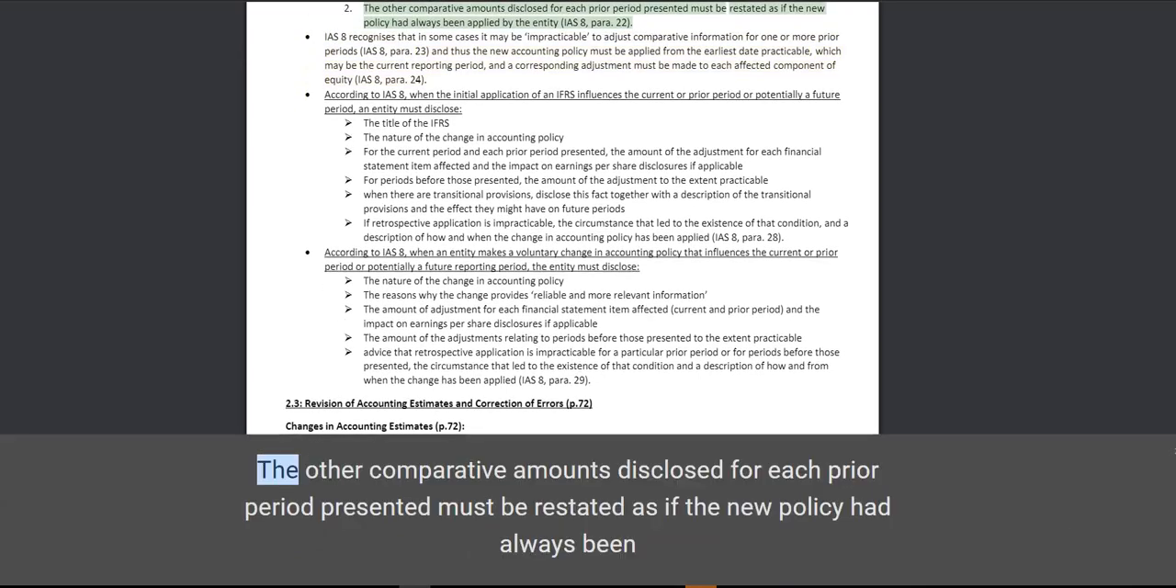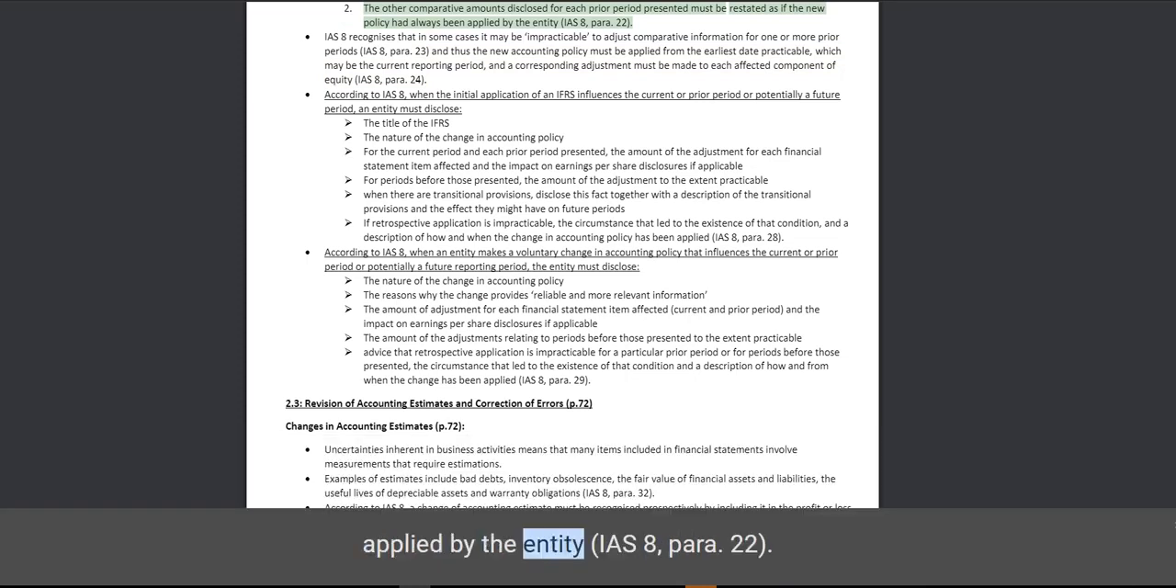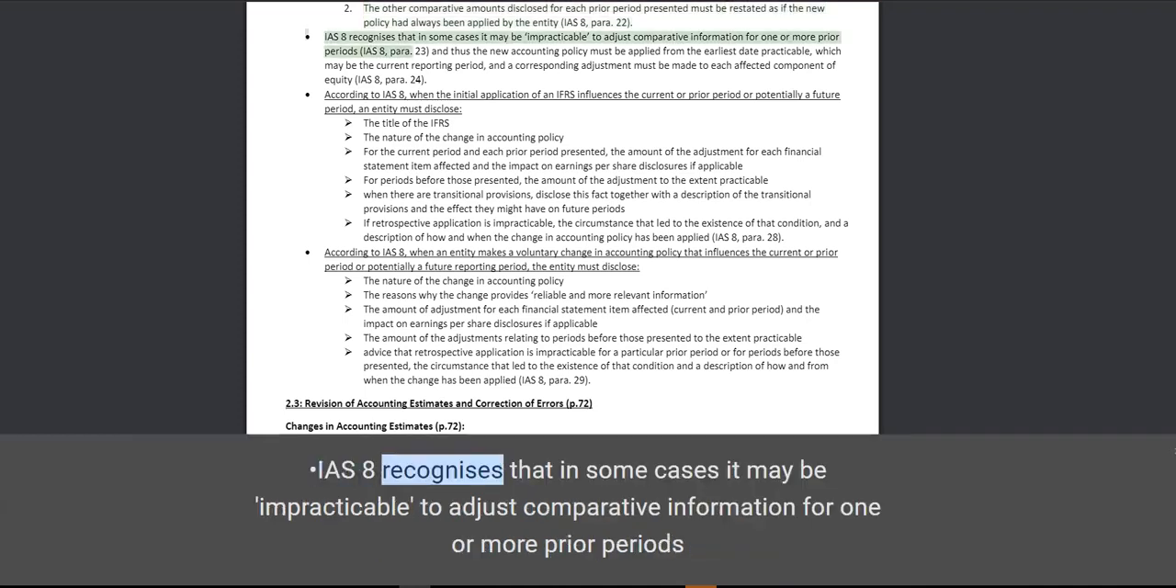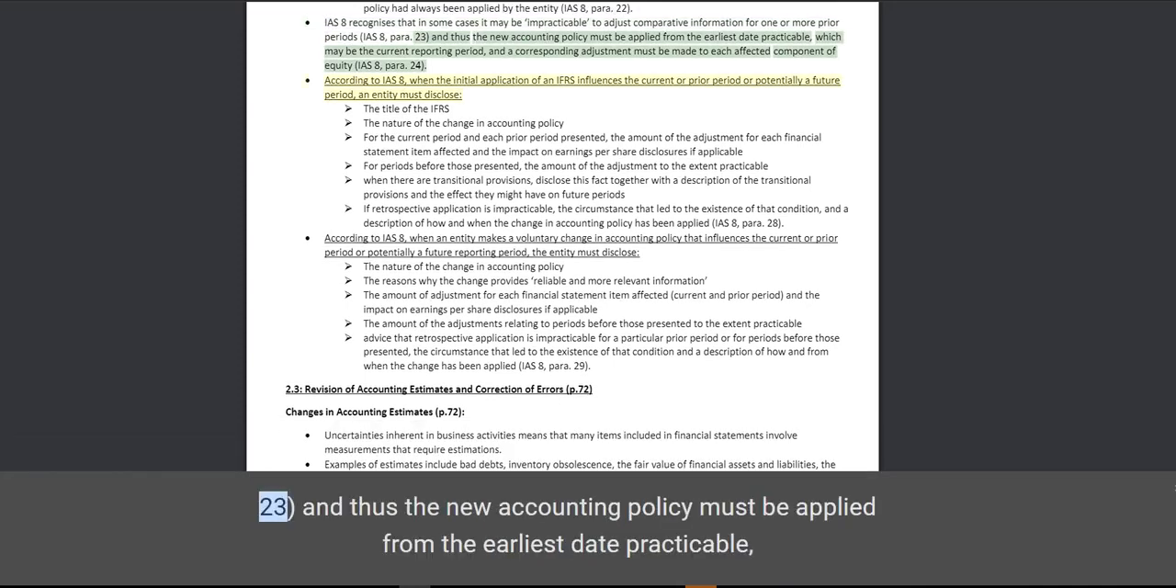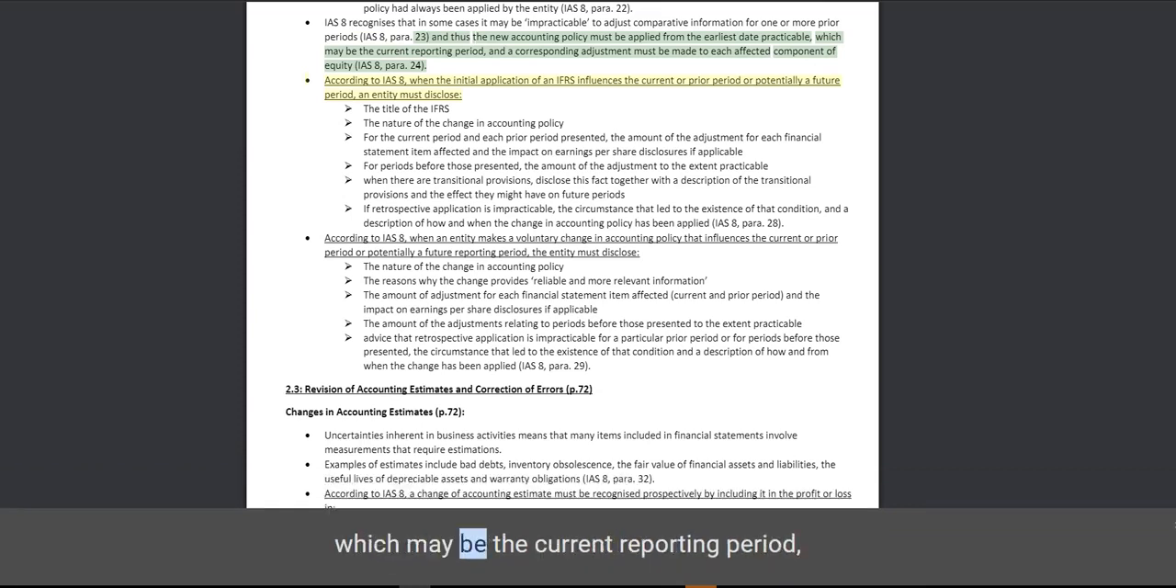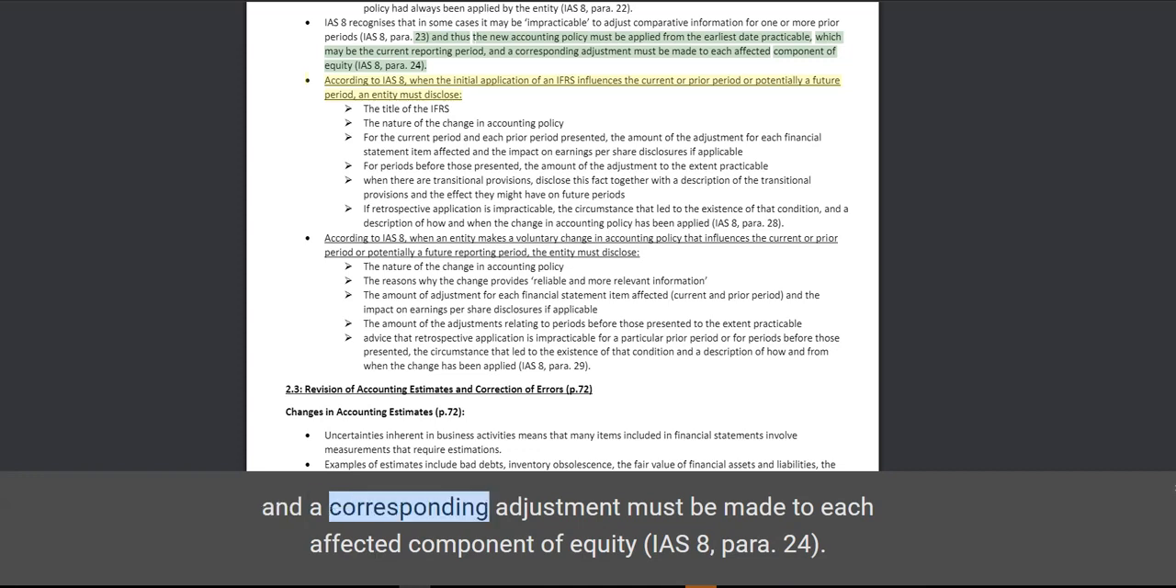2. The other comparative amounts disclosed for each prior period presented must be restated as if the new policy had always been applied by the entity. IAS 8, para. 22. IAS 8 recognizes that in some cases it may be impracticable to adjust comparative information for one or more prior periods. IAS 8, para. 23, and thus the new accounting policy must be applied from the earliest date practicable, which may be the current reporting period, and a corresponding adjustment must be made to each affected component of equity.